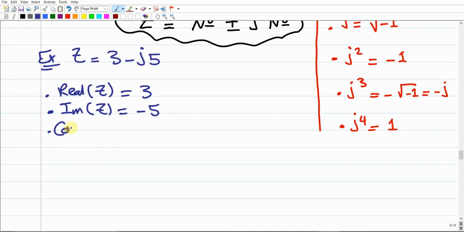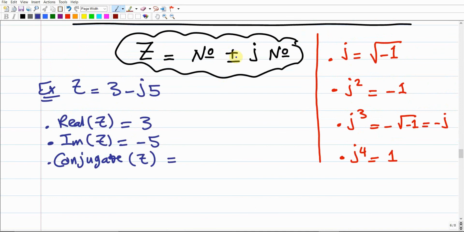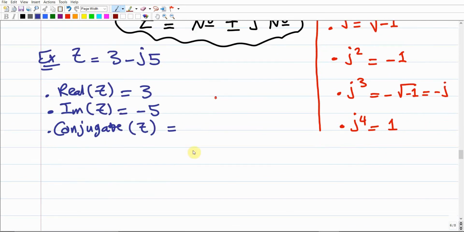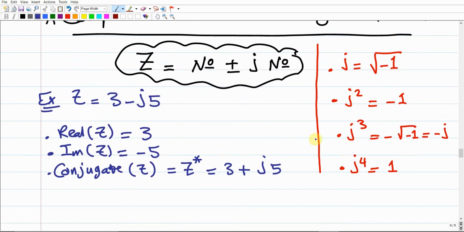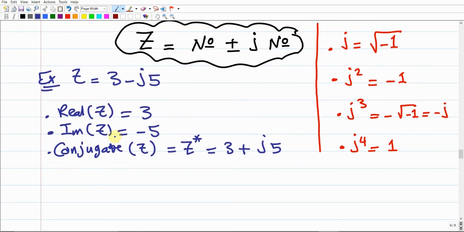And the conjugate of any complex number z is just to switch the sign in the middle. If it is positive, make it negative. If it is negative, make it positive. We usually write it as z star. This star indicates that this is the conjugate of z. It's going to be 3 plus j5. Make sense? I'm pretty sure some of you remember these things from the mathematics or even the physics class before. So this is one form of the complex number.